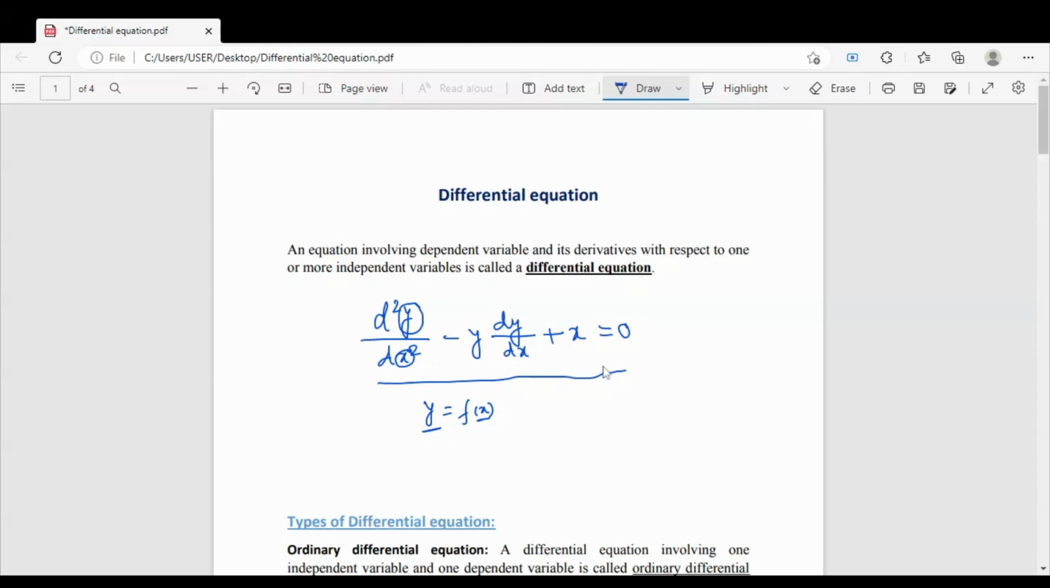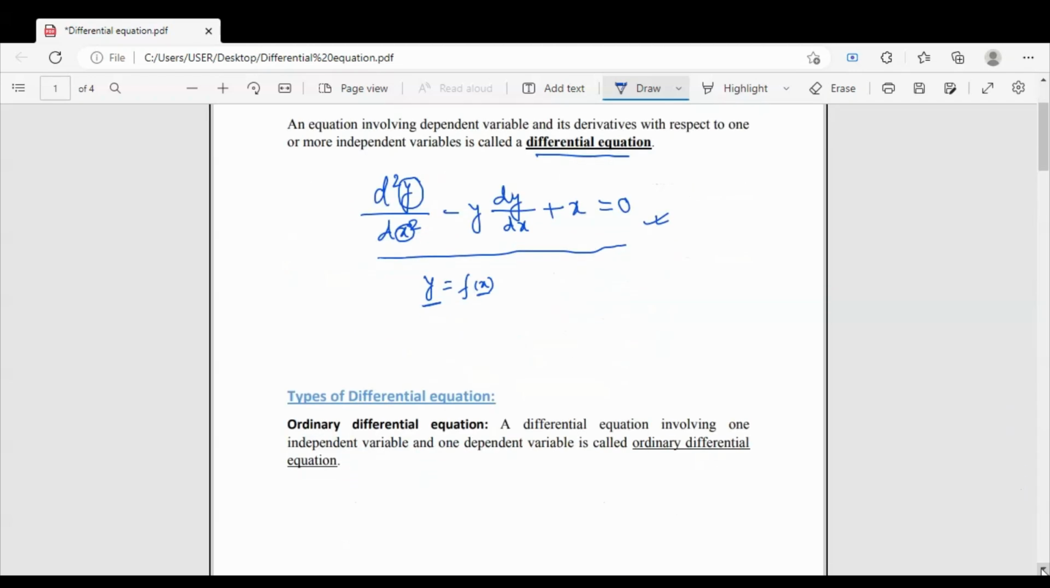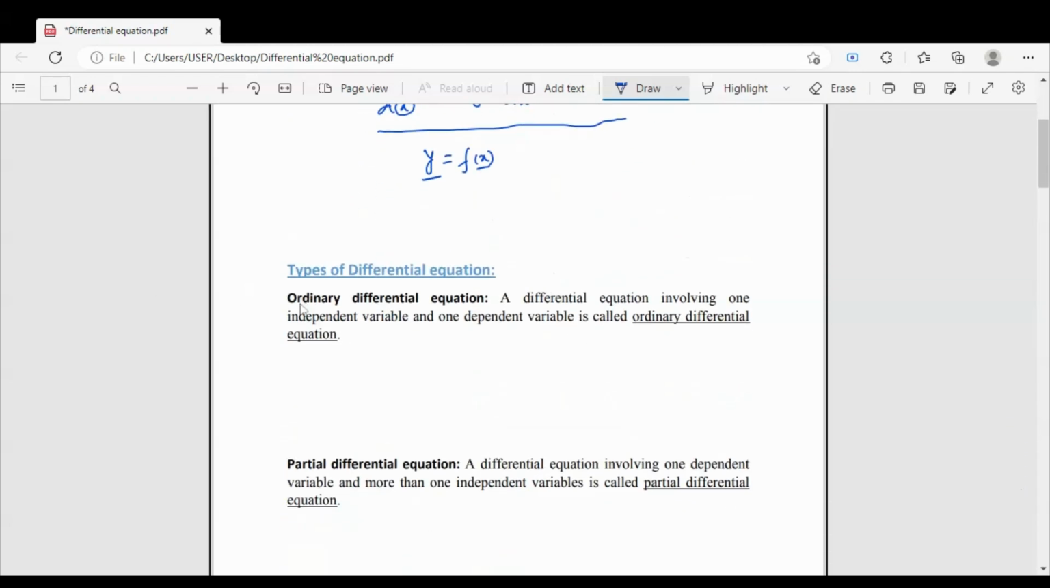So, from this equation, we can give the definition of differential equation: an equation which contains dependent variable, independent variable, and its derivatives is called a differential equation. Now, generally we have two types of differential equation. One is ordinary differential equation, another one is partial differential equation.